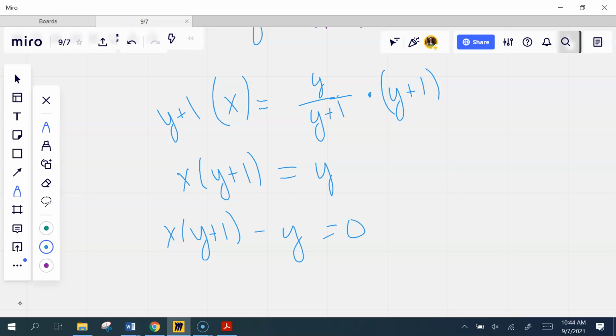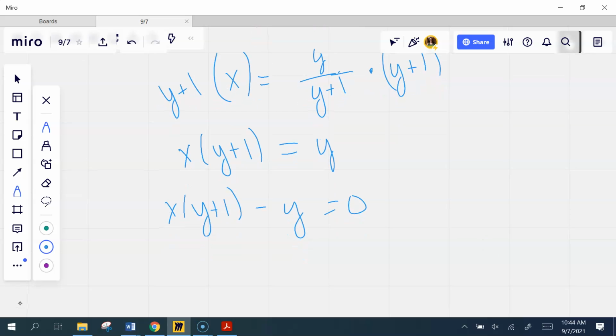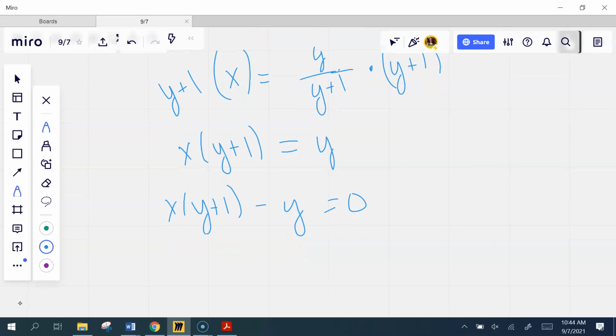Now what can I do? Add like terms. You're exactly right, Kirsten. Distribute the x. Somehow or another, I'm going to have to get this broken apart so that I can get the y by itself, right? So, I can't just drop it.